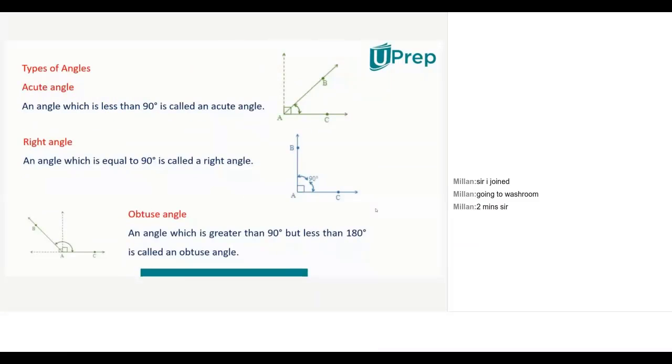Right. Then the different types of angles. If the angle is between 0 degrees and 90 degrees, more than 0 but less than 90, the angle is called an acute angle. Exactly 90 degrees is called a right angle. And if the angle is more than 90 degrees but less than 180 degrees, then such an angle is called an obtuse angle.